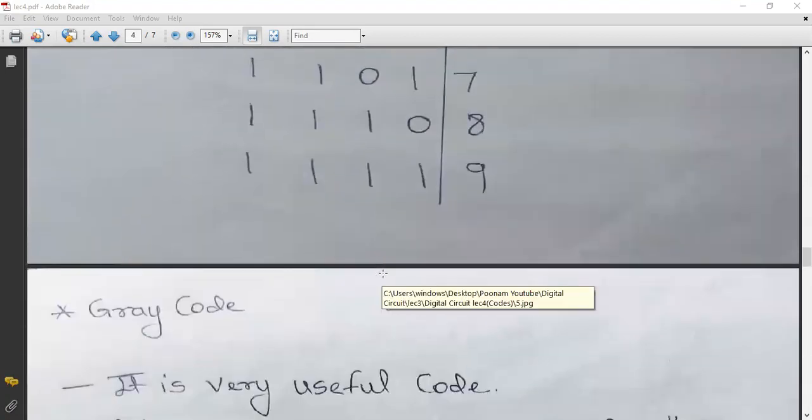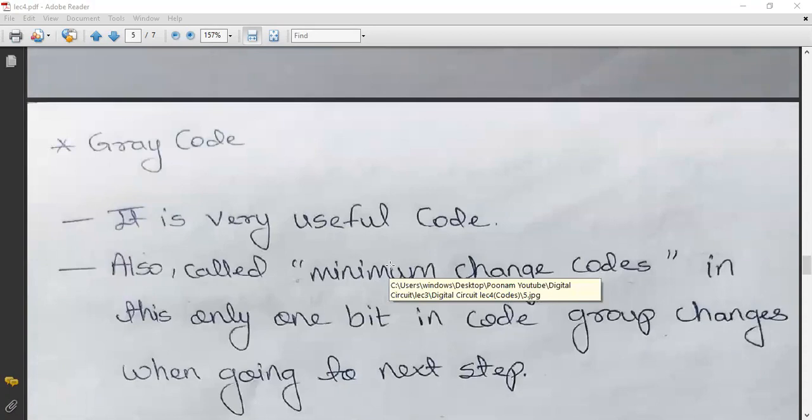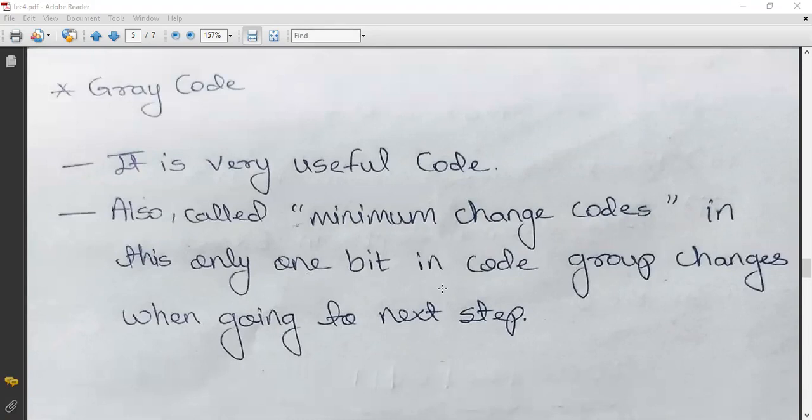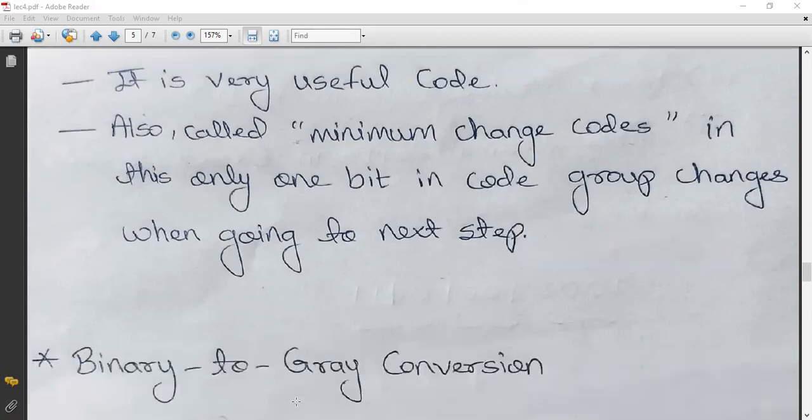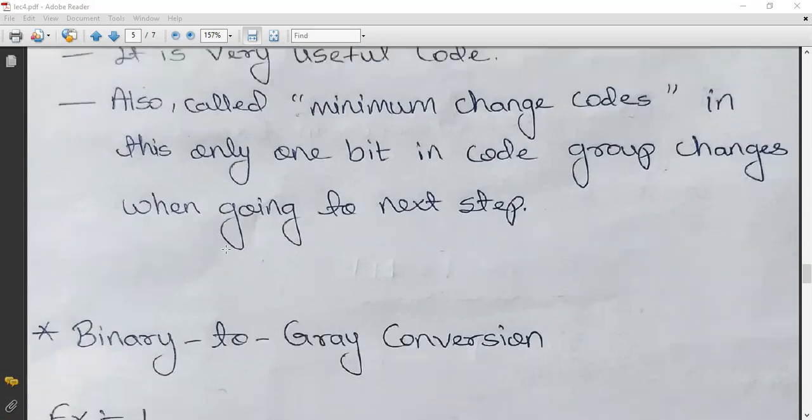Now let us understand about Gray code. Gray code is a very useful code, and it is also known as minimum change code. Why so? Because only one bit is changed at a time while going from one step to another. Basically it is used in instrumentation, as a shaft encoder to measure angular displacement, and also as a linear encoder for measurement of linear displacement. So this is the application in instrumentation.